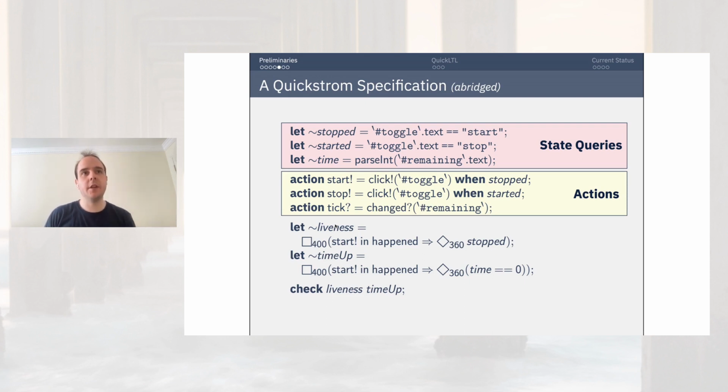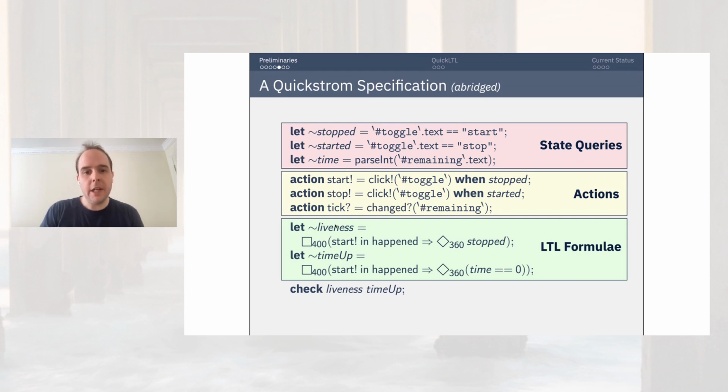And then we've also got an action which is a changed action, and it's got a question mark instead of an exclamation point because this is a special type of action called an event. This is an action that doesn't happen because of Quickstrom interacting with the application, but rather something asynchronous happening in the application. So for example, with an egg timer, when the timer ticks and something has changed in the application, we detect that change and we register it as an action that has taken place. So we first need to define the state queries and then the actions, and then we can define LTL formulae that specify the expected behavior of our application.